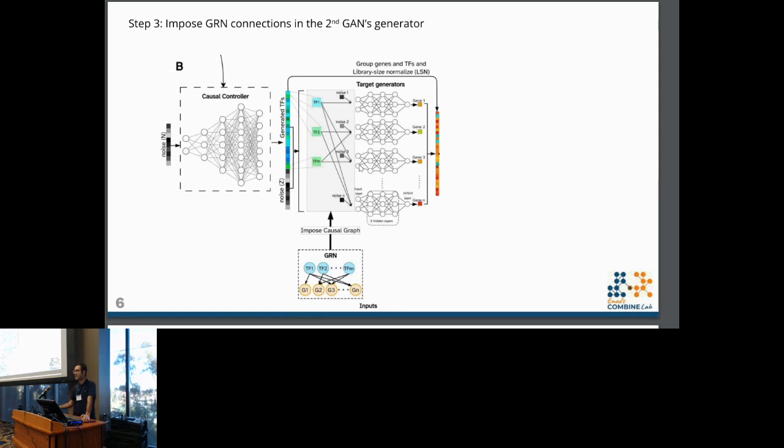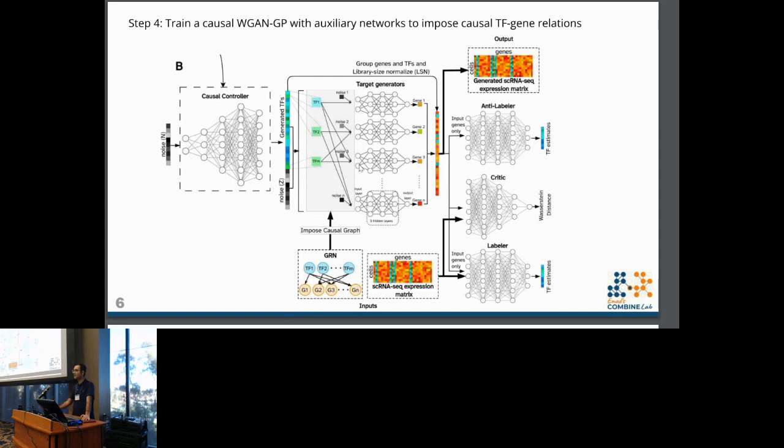And that is how, in the second step, the GRN is imposed onto the model in a way where every single gene is being generated under the control of its regulators. And we train this second GAN, once again, as a Wasserstein GAN, with the addition of two auxiliary networks, which help us further impose the GRN and causality onto the model. But how does GRouNdGAN perform?